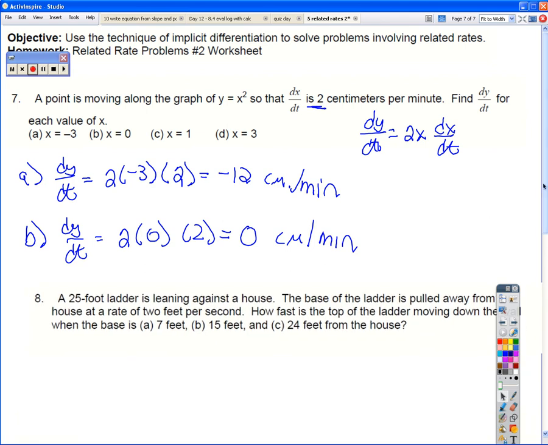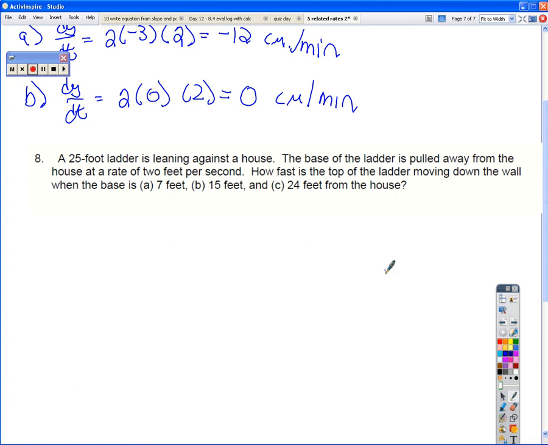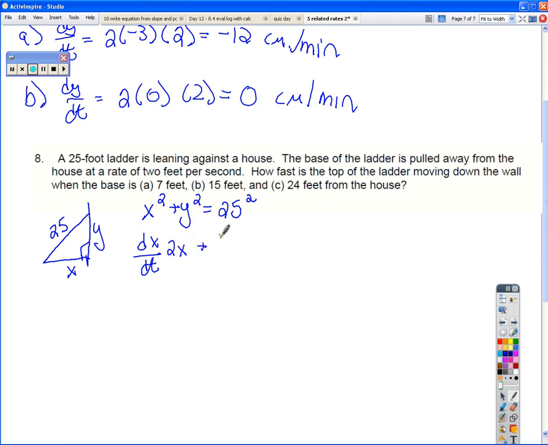Now for number 8, here's our house, the ladder. The ladder's 25 feet. Now the horizontal x and the vertical y. My formula to start, I'm going to use the Pythagorean theorem. x squared plus y squared is 25 squared. So finding the derivative of each piece, it's going to be 2x times dx dt, and then the derivative of y, 2y dy dt, and it's going to equal 0. So this is the formula we're going to use for all 3 pieces.